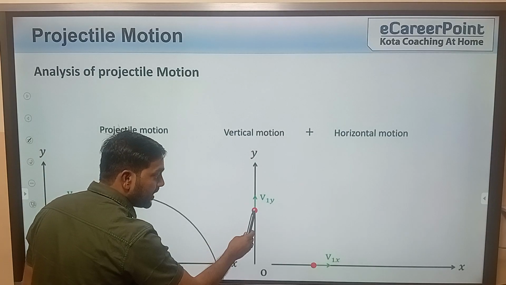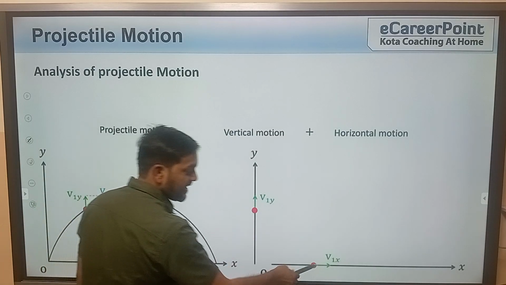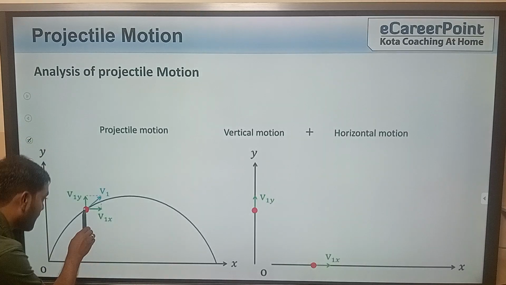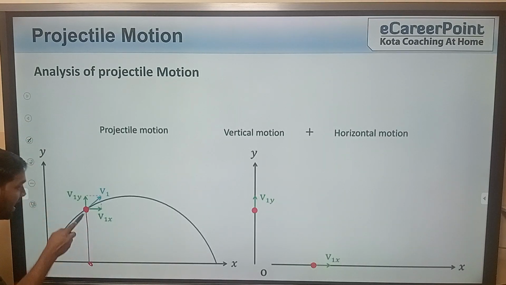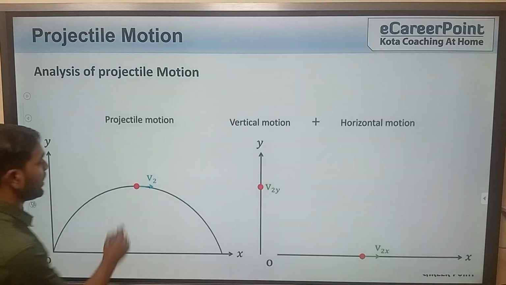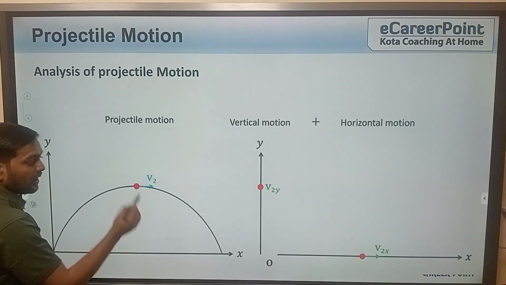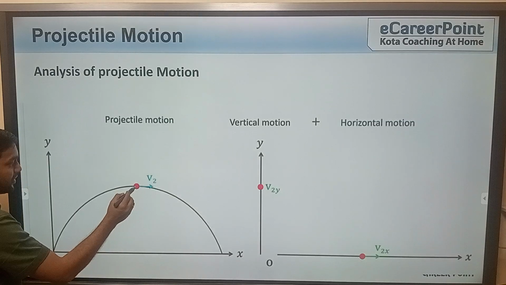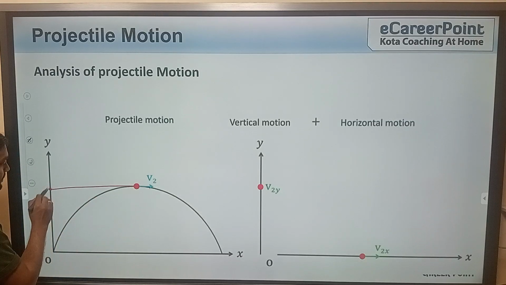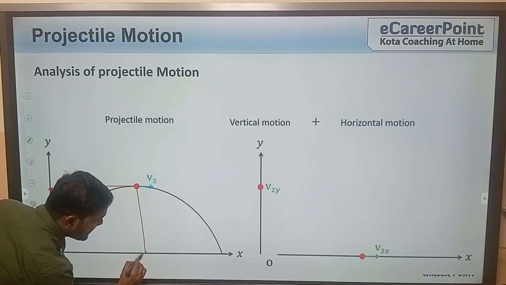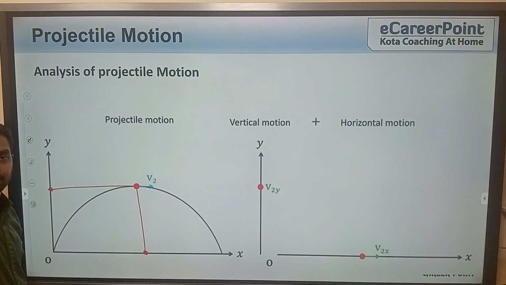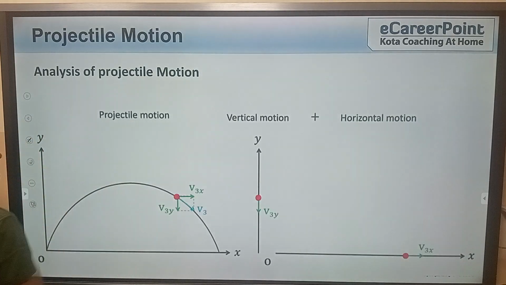Along the vertical we are going to see here, and along the x-axis we are going to see here, right? So on the x-axis we see here, and on the y-axis we observe here, right? Next, if the object is here, along the vertical we are going to see here, and along the x-axis horizontal we are going to see here. Yes. Next, we'll see.